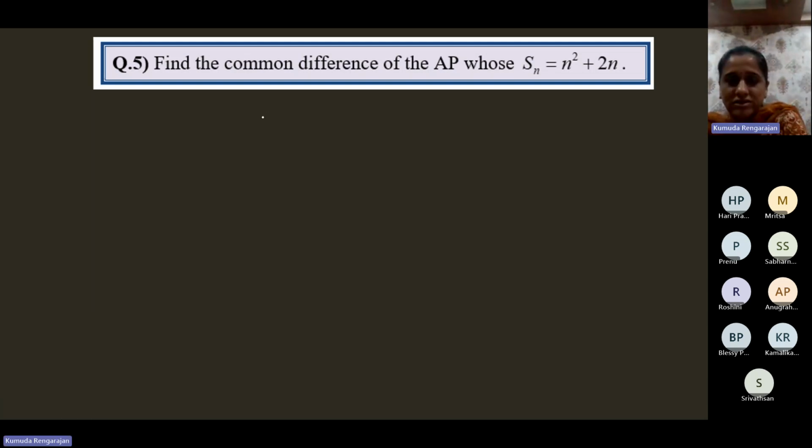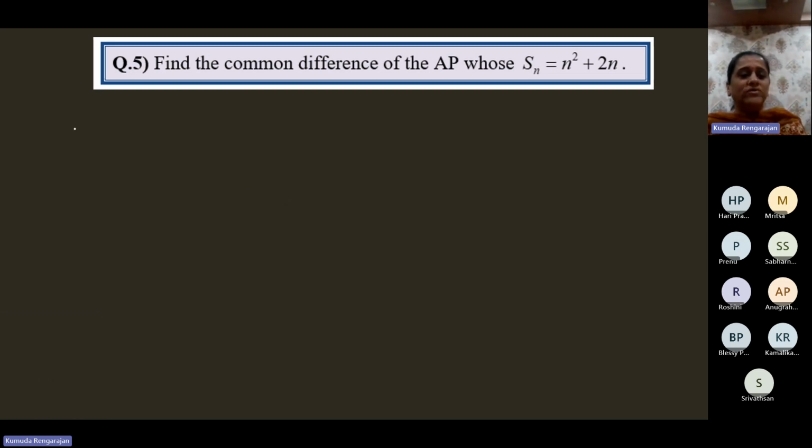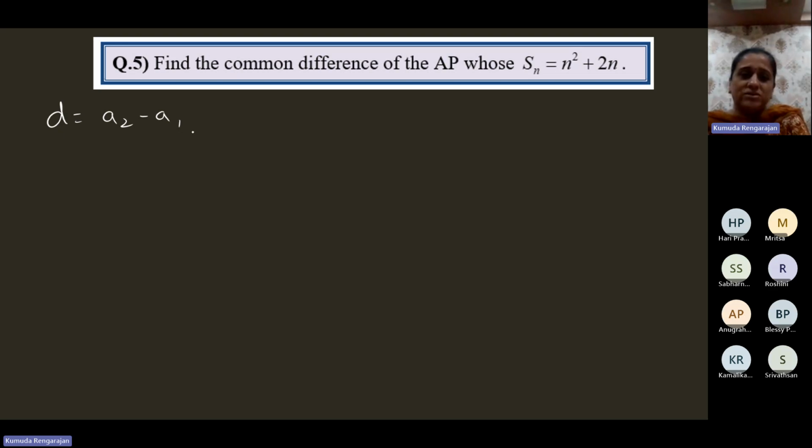Now, common difference is the difference between any term and its preceding term. So common difference is A10 minus A9, or common difference is A5 minus A4. Normally we do A2 minus A1. So normally common difference is the second term minus the first term, and we'll go by that. You can find it in many ways, but it's a difference between any term and its preceding term. So we'll use this: d is equal to A2 minus A1 to find the common difference.